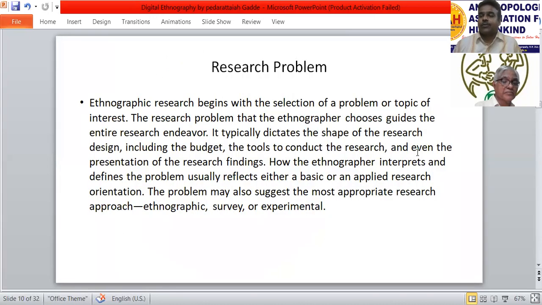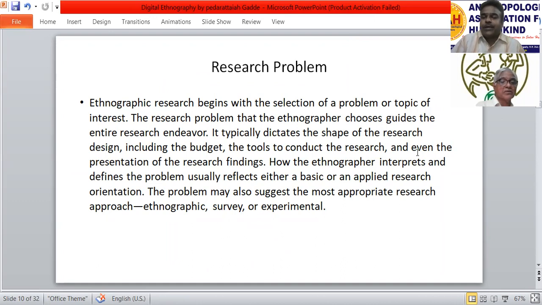So when an ethnographer enters, it is not that he enters only with an open mind. At the same time, he has a problem to investigate, a problem to study. So ethnographic research begins with the selection of a problem or a topic of interest. The research problem that the ethnographer chooses guides the entire research endeavor. It typically dictates the shape of the research design, including the budget, the tools to conduct the research, and even the presentation of the research findings.